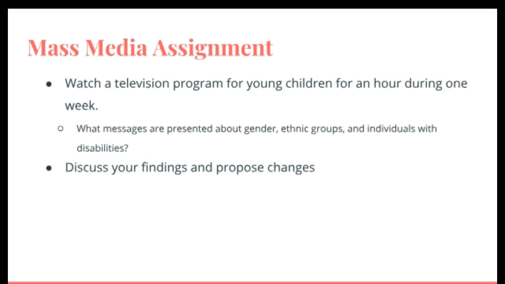For your assignment this week, it's about mass media, and you need to watch a television program for young children for an hour during the week and pay attention to the commercials as well. You need to answer the question, what messages are presented about gender, ethnic groups, and individuals with disabilities? You should discuss your findings and propose changes that you believe will decrease stereotyping.